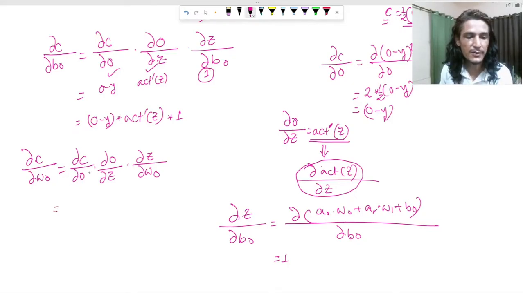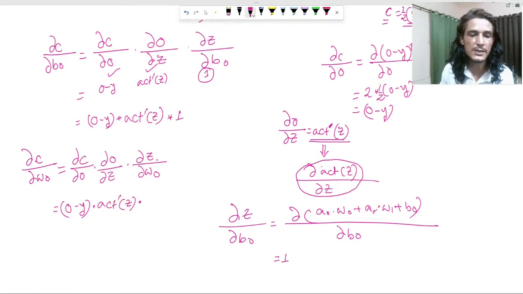And we already have computed dC by dO. You see dC by dO here only, so we can write O minus Y, that we know. And we also have written what dO by dZ is. In that case, we are writing, for the time being, the derivative of the activation function. And then the question now is dZ by dW0.